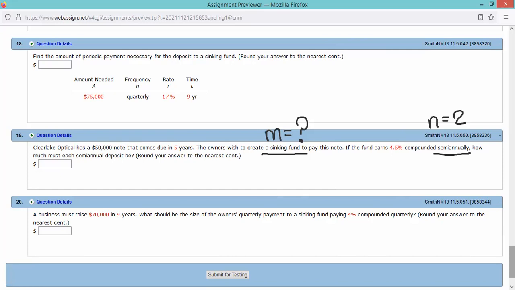Okay, so our future value of this annuity is 50,000. T is 5, right? N is 2. So N times T is 10. R is 0.045. And then we just fill in our formula, right? Where we have, well, we had that one to start with. And then we solved for M.